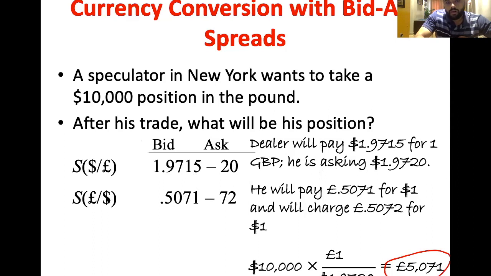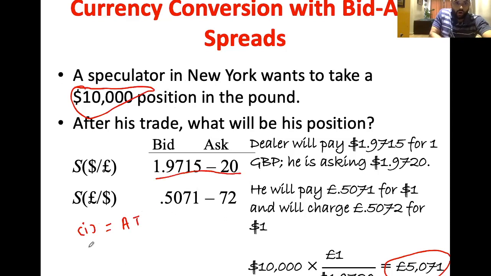And here, what does it mean? It means 1 pound will equal $0.5071. So now what you are doing here: you have dollars, so you have to buy pounds, right? To buy pounds, you have two options. Option one, you use American terms. Option two, you use European terms. Right?